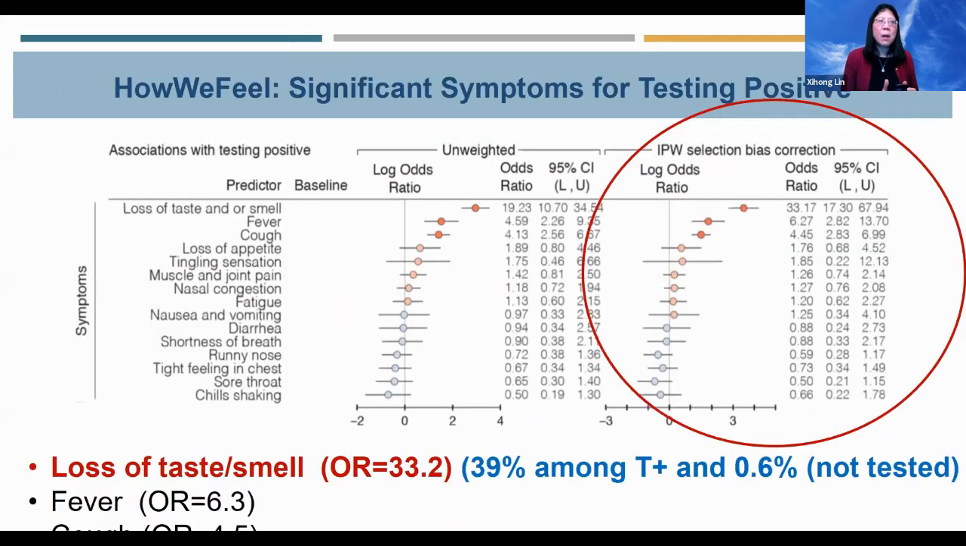And also from the How We Feel data, we found the most important symptom is not fever and cough. The most important symptom of COVID is a loss of taste and smell. And the odds ratio is 33. So among those who were tested positive, 40% of them lost taste and smell. And for those who were not tested, only about 0.6%. Among those who were tested negative, about 5% lost taste and smell. So therefore, this is the most important symptom. And the fever and cough were also important. The odds ratios are about 6 and 4.